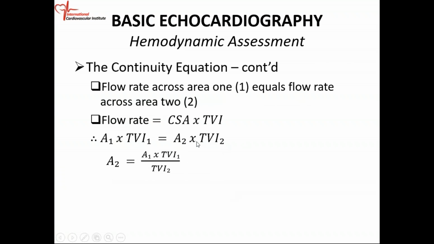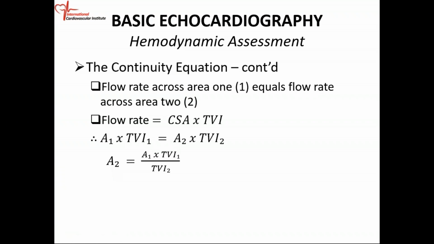Okay, so if the aortic valve is stenotic, we usually don't know how stenosed or how narrow the aortic valve is. But if we use our continuity equation and we rearrange it, dividing the flow across the LVOT by the TVI across the aortic valve, we can get the aortic valve area, which is very important. It's going to help us to treat the patient clinically. So using the continuity equation, we can calculate things like aortic valve area and other areas as well.